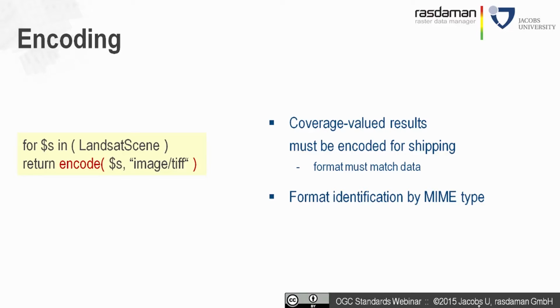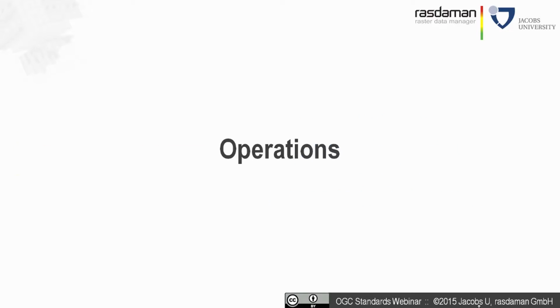And the identification, as you may know from WCS, is by MIME type. The same principle is adopted here. So we have standardized identifiers for data formats. Good, that's the basics. So we know about how to establish an iteration over some coverages, how to filter, and how to process. So far, so good.